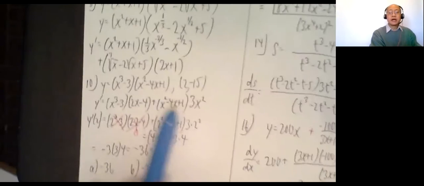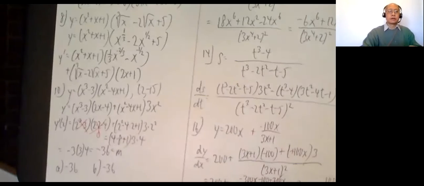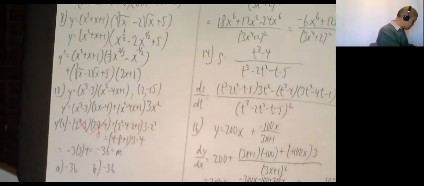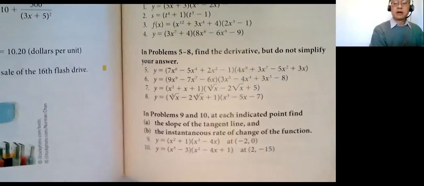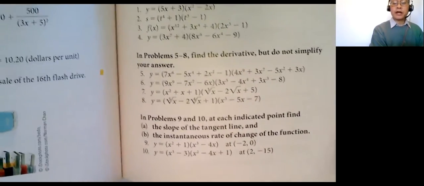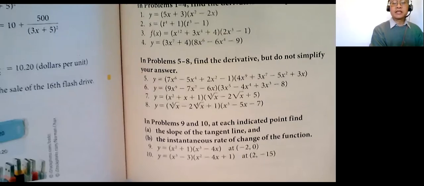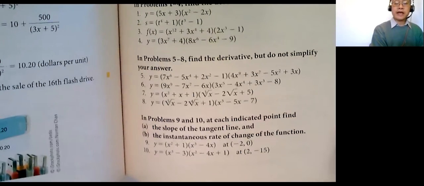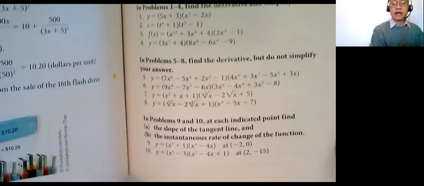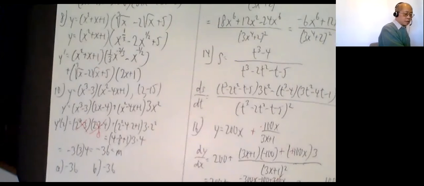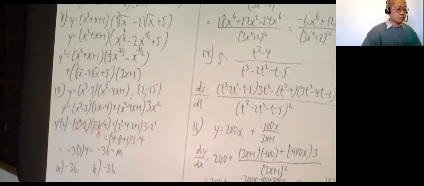All right, for number 10, now they give me a particular point. Let's look back at the directions. At each indicated point, find the slope of the tangent line and the instantaneous rate of change of the function. So the answers to A and B are the same: derivative, and then just plug in whatever they give me. So I do the same thing, except after I find a derivative, I plug in.